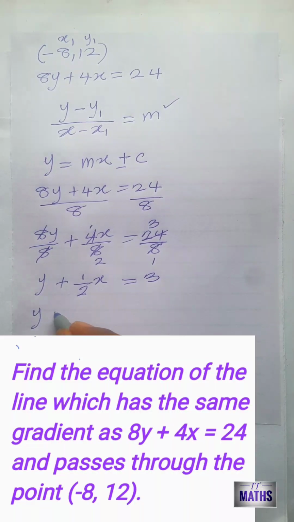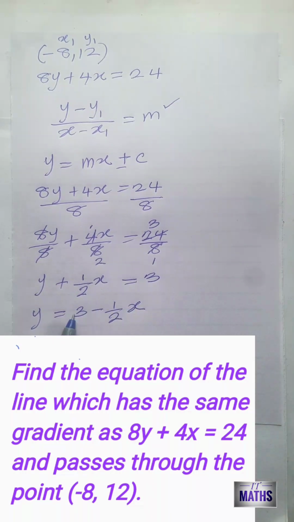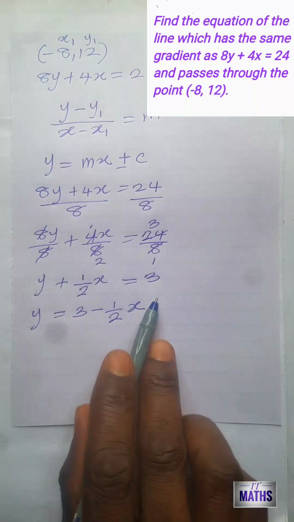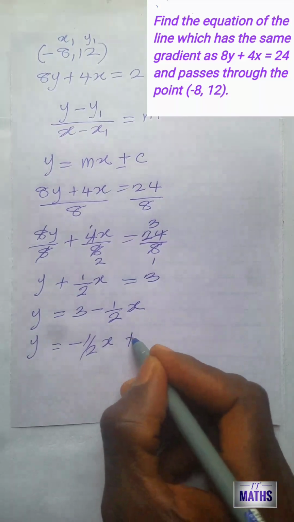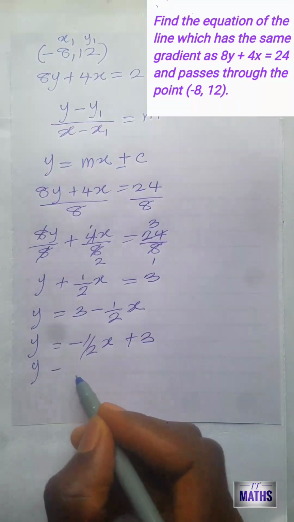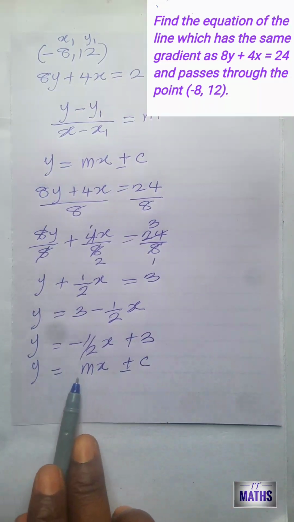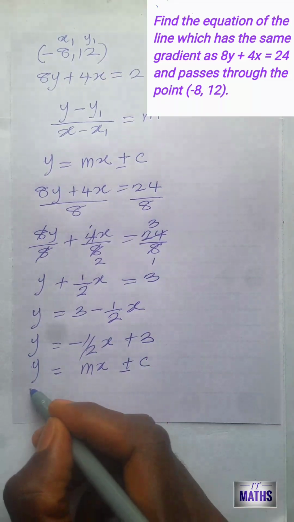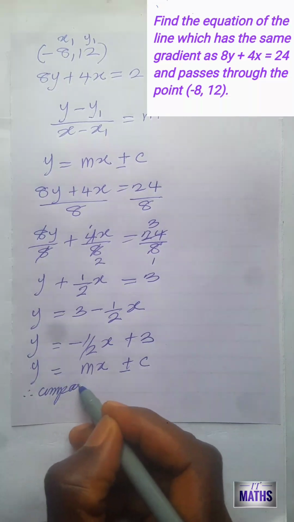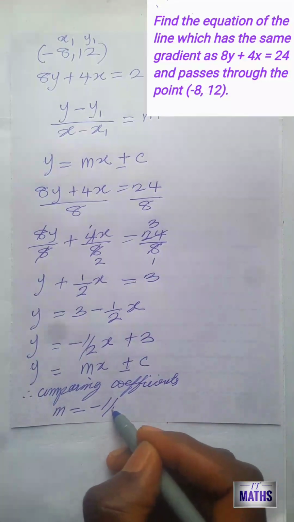Now making y subject of formula, that becomes 3 minus 1 over 2x. I'm still trying to rearrange it to look like this, so I'm going to simply put x first. So that becomes y is equals to minus 1 over 2x plus 3. Now comparing this with mx plus or minus c, that means this is my m, my slope. Therefore, comparing coefficients, m is equals to minus 1 over 2.